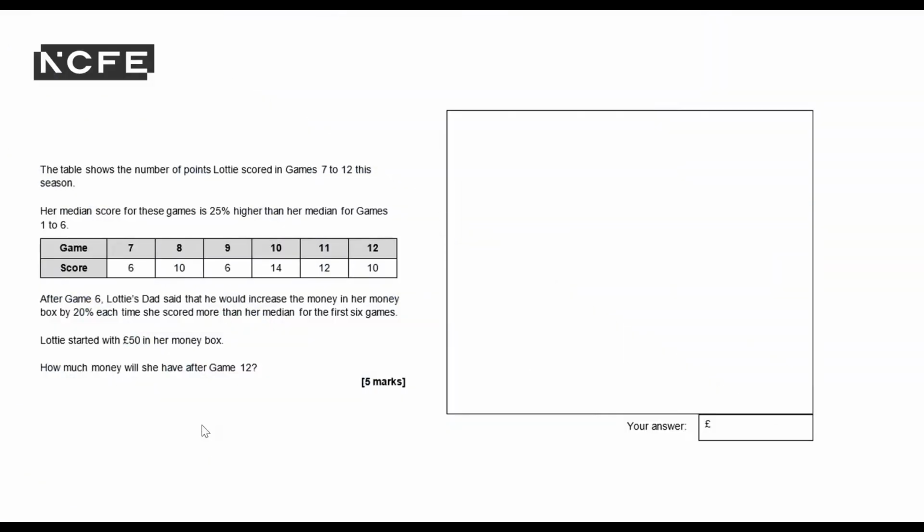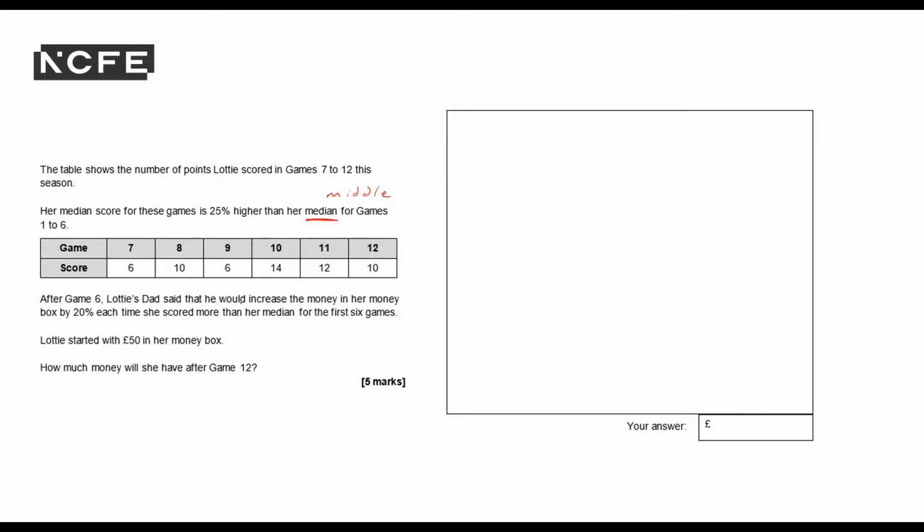This table shows the number of points Lottie scored in games 7 to 12 this season. So we don't know what she scored in games 1 to 6. Her median score for these games is 25% higher than her median for games 1 to 6. And her median, I'm going to write that just to remind myself. Her median is the middle value once they're all in order.